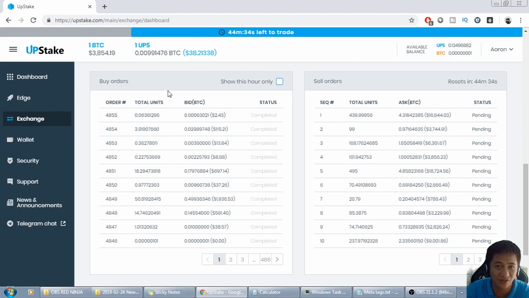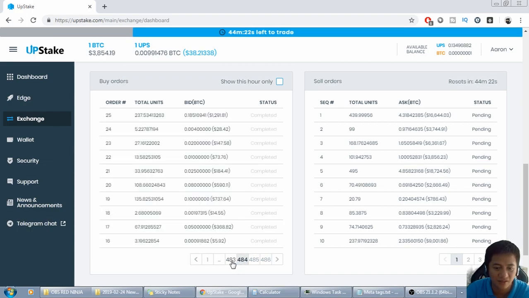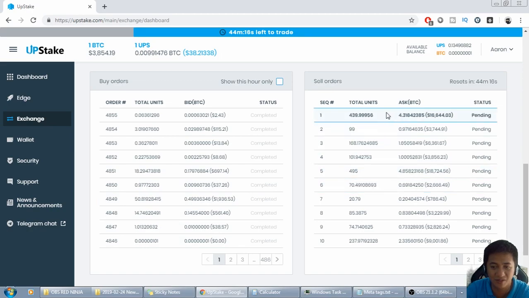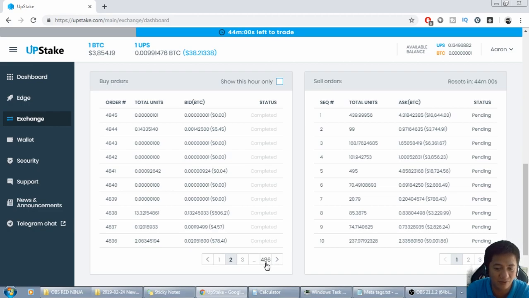All right, these transactions that you see on the buy tab, on the buy option, all of these have already been completed. Even though this is completed, the number of buyers is only few versus the number of sellers. So every reset, there's only around 20 or 30 buyers of this UpStake token. I can't tell the numbers, but try to observe in, let's say, 3 or 4 hours, these pages here, the 486 adds up like 2 or 3 pages every hour. So there's only a few buyers.